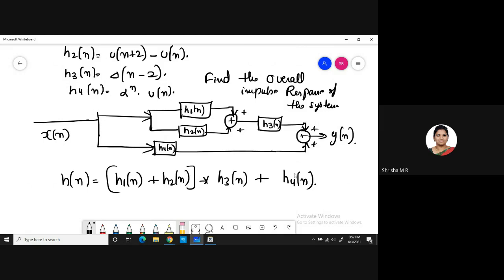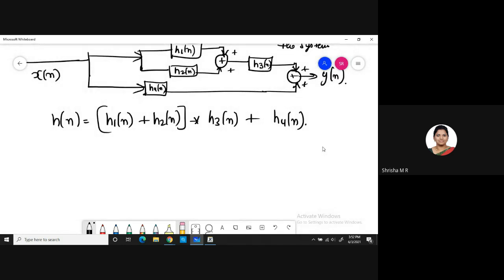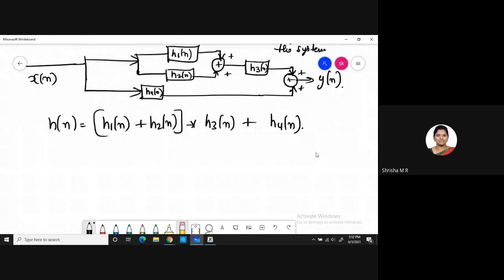You reduce it and write. You will get two steps, two diagrams. First, you reduce this, then write a convolution along with that. Then you reduce this. Got it? Now let us substitute the values of h1, h2, h3, h4. They have given us h1 of n is unit step, h2 of n is u of n plus 2 minus u of n, h3 of n is delta of n minus 2, h4 of n is alpha to the power of n into u of n. Okay, substitute and try solving. What will you get? You tell me. h of n is equal to h1 of n.